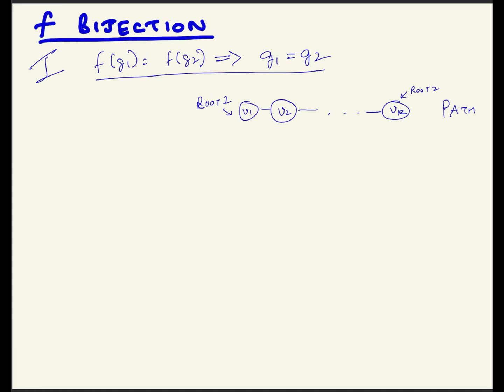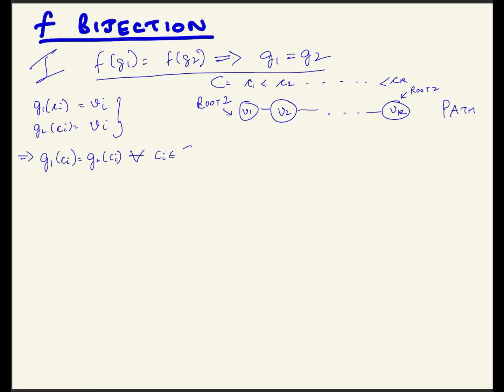Let's prove the first condition, which says that if g1 and g2 map to the same doubly rooted tree, then they must be equal. So here I have a portion of the doubly rooted tree, and it has root 1 and root 2, and then there is a unique path between them because it's a tree. And then we know that the set C is basically V1 to Vk sorted, which I've written as C1 to Ck. And we know that while creating the tree, G1 mapped Ci to Vi, and G2 also mapped Ci to Vi. And what this tells us is that G1 of Ci is equal to G2 of Ci for all such Ci's in C. I mean, this is something we've shown earlier in the video as well.